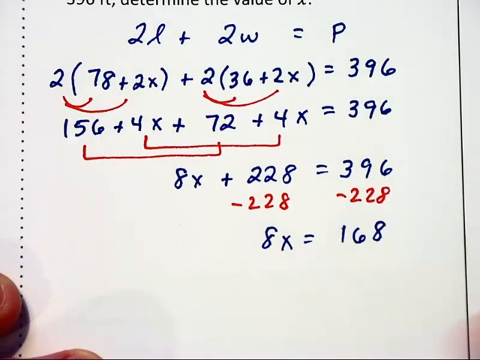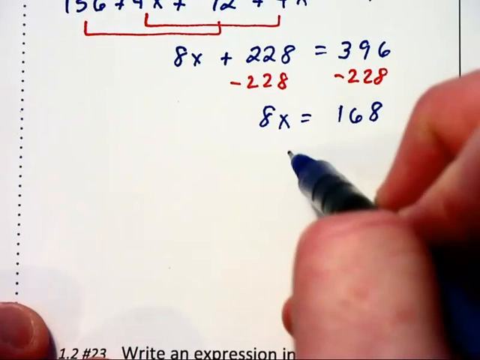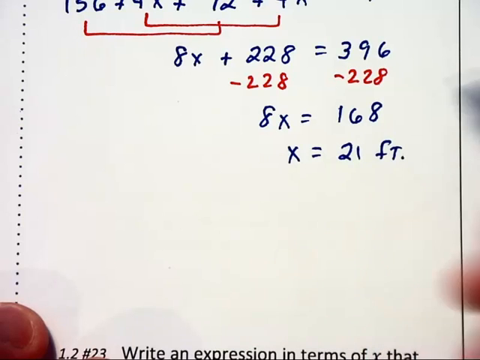Dividing by 8 on each side of the equation gives us x is equal to 21 feet, which is the length by which each dimension is extended, actually twice in each direction.